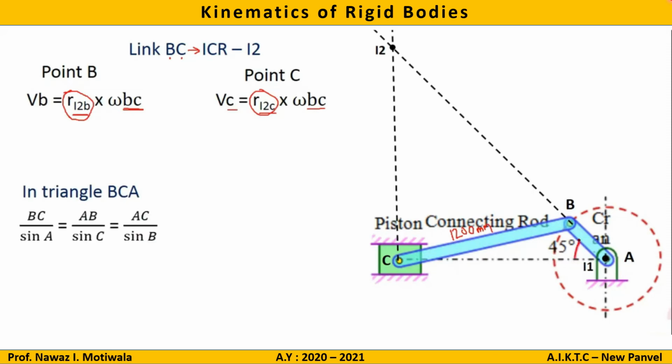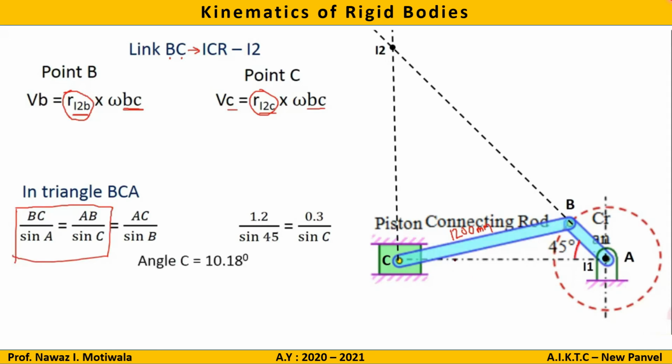So for sine rule, I have BC upon sine A equal to AB upon sine C equal to AC upon sine B. I will just consider the two ratios, because I know the value of BC and AB. So what I will get? I will get 1.2 divided by sin 45 is equal to 0.3 upon sin C. On calculating this, I will get angle C as 10.18 degrees. That means this angle I have got as 10.18. Now, if this angle is 10.18, what will be this entire angle? It is simple. It will be 90 minus 10.18, which will be around 79.82.